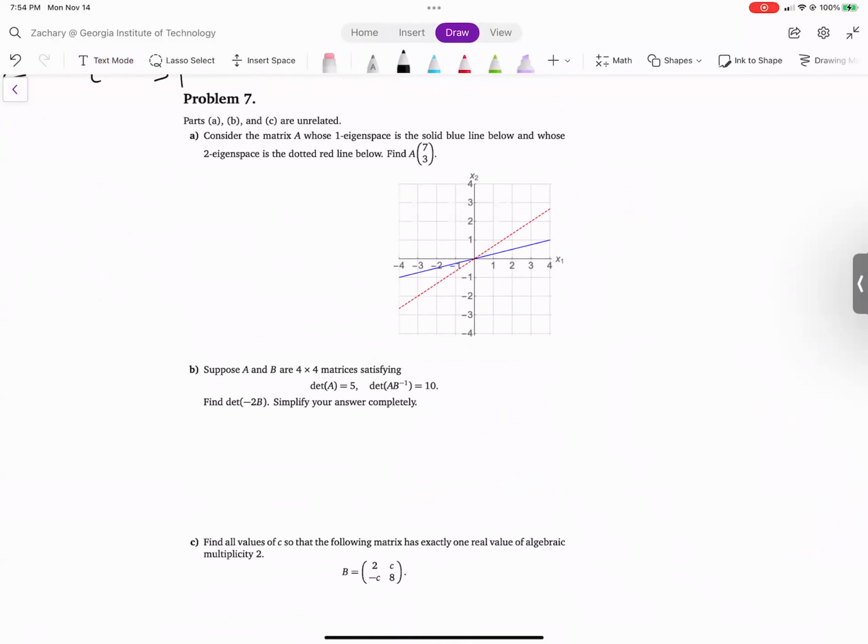This one says, consider the matrix A whose 1 eigenspace is the solid blue line and whose 2 eigenspace is the dotted red line below. Find A times (7, 3). So the 2 eigenspace is the span of the vector (4, 1), and the 1 eigenspace is the eigenvector that looks like (3, 2).